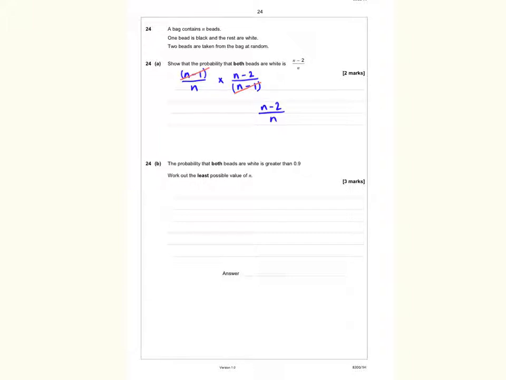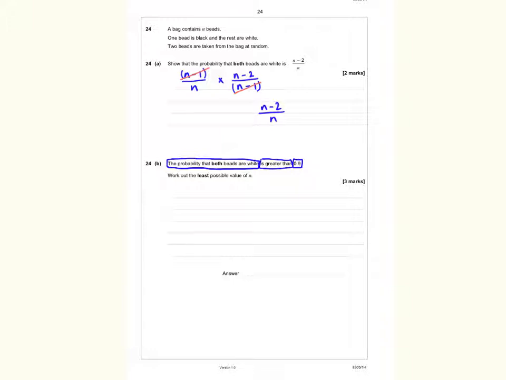Okay, so question 24b, the probability that both beads are white is greater than 0.9. Work out the least possible value of n. So here we need to make an inequality and then say what the least possible value of n is. Now, here I like to think of this like this: the probability that both beads are white, so that's one section, and then we've got is greater than, and then we've got the 0.9.